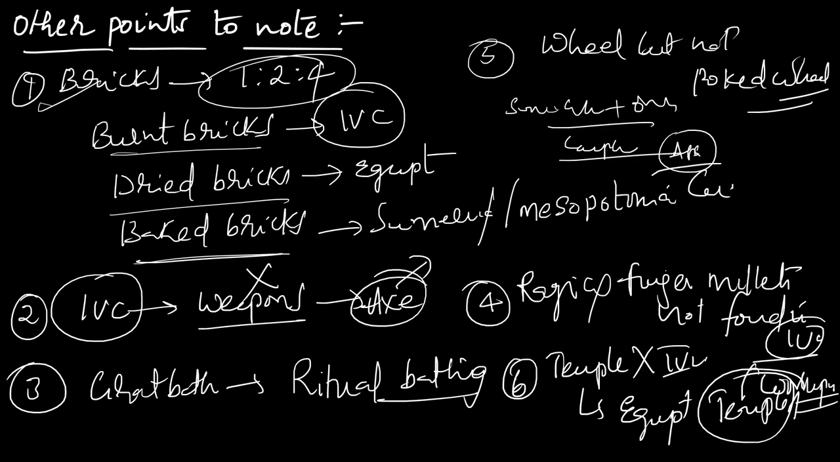Other points to be noted: IVC had no knowledge of weapons, and the Great Bath was used for ritual bathing only. Wheels, not spoked wheels, and ragi and finger millets not found in IVC. Temples are not found in IVC, but in Egypt and Mesopotamia, you can see worshipping places.